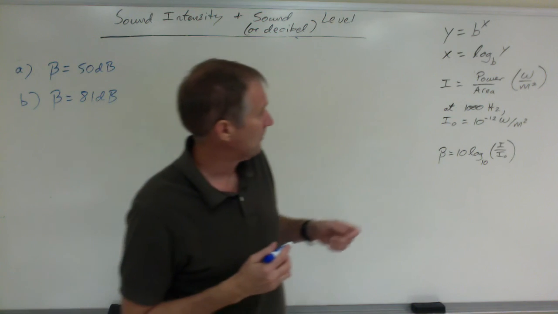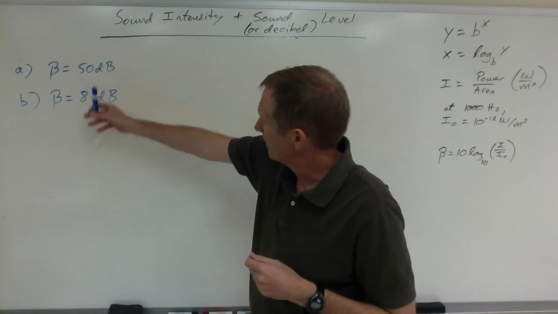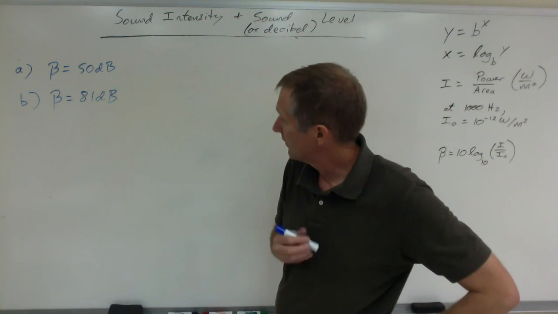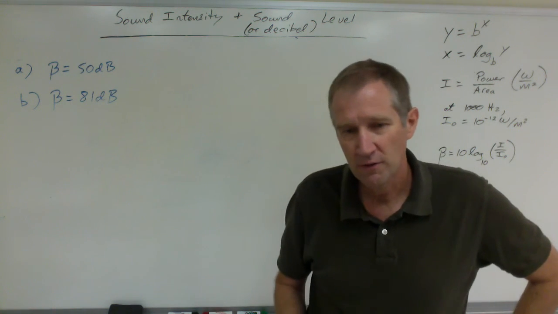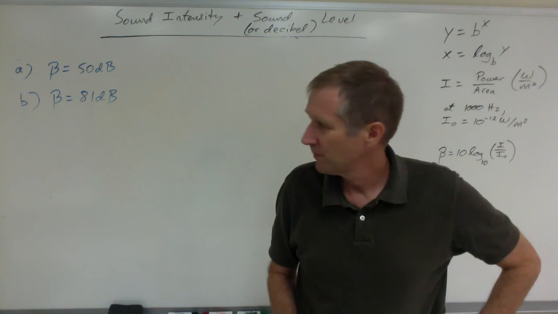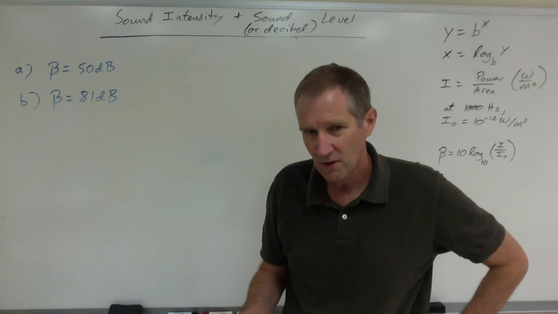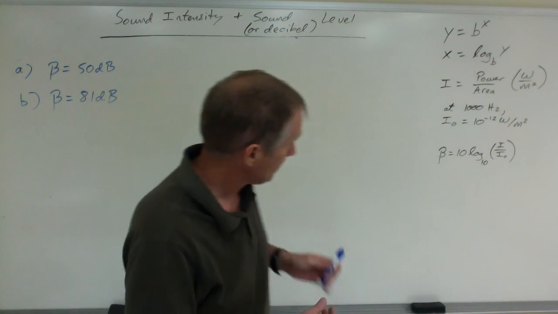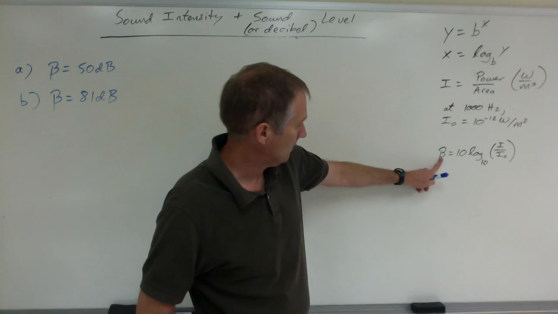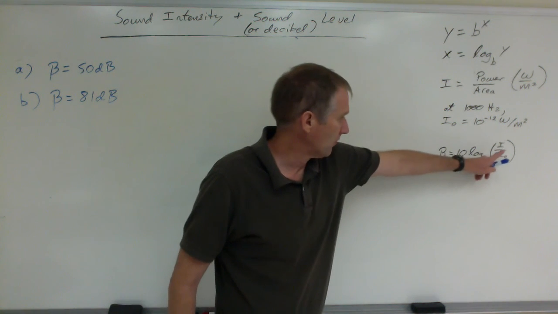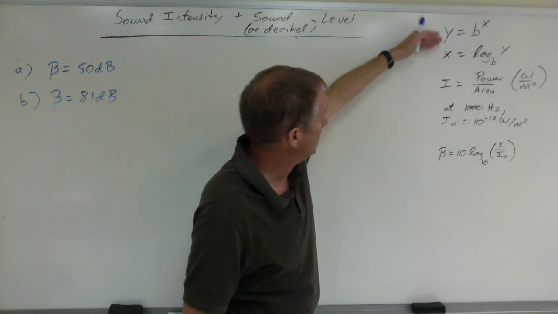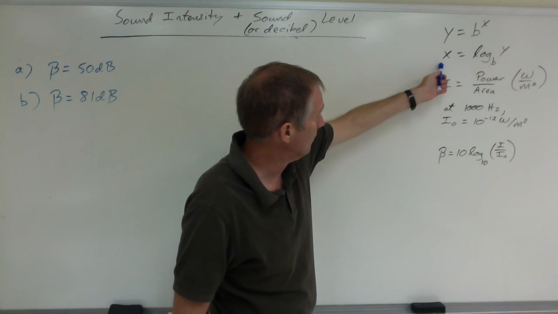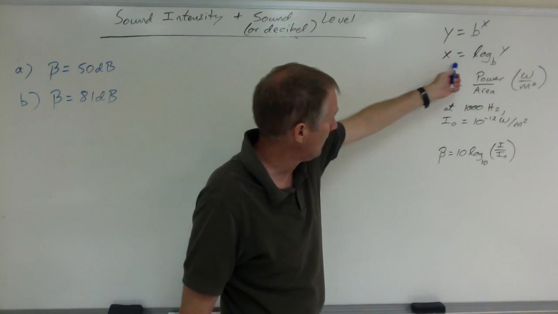In this next example, we are given the decibel level, 50 decibels for part A, 81 decibels for part B, and I want to convert that into a sound intensity. This is slightly harder, it's a little trickier. So you're given the value of beta. You're looking for the value of I in the numerator here. That's why I put these up here. You're given this, and we're going to be able to express it in terms of a logarithm.